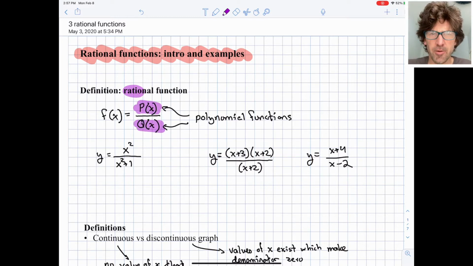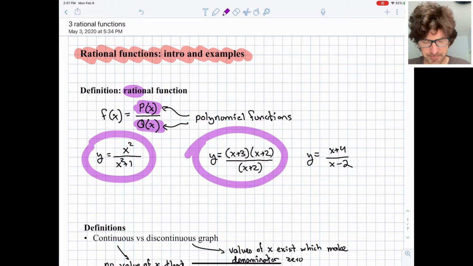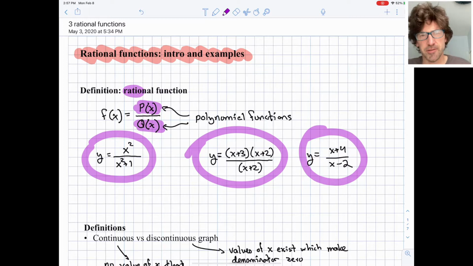Okay, you are familiar with polynomial functions. Those are linear functions, quadratic functions, cubics, etc. And if we just divide those, we'll end up with a rational function. And I'm showing you some examples of rational functions here. x squared over x squared plus 1, the quotient of two quadratics. Here is a quadratic divided by a linear. And here is the quotient of two linears.